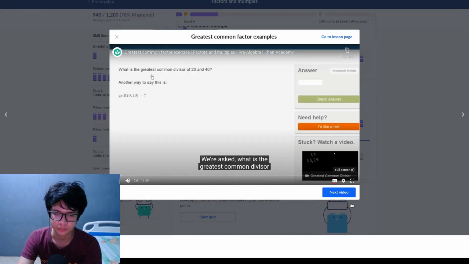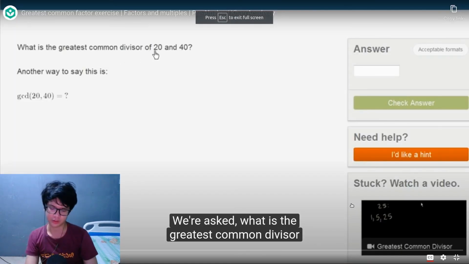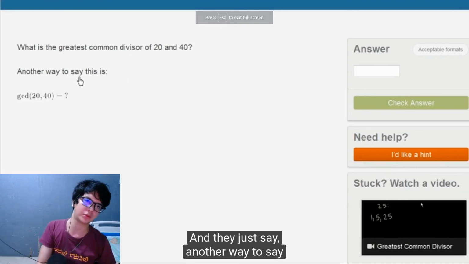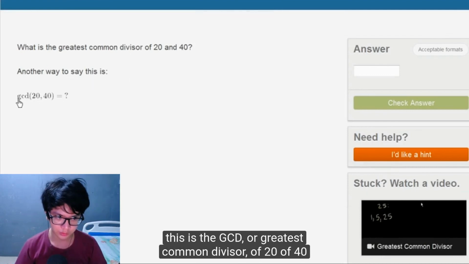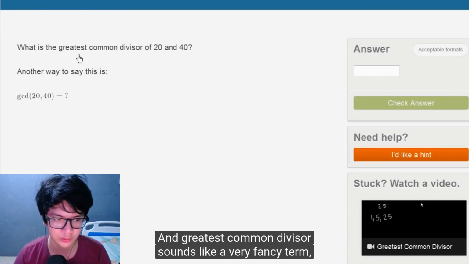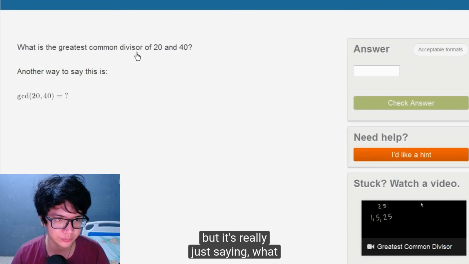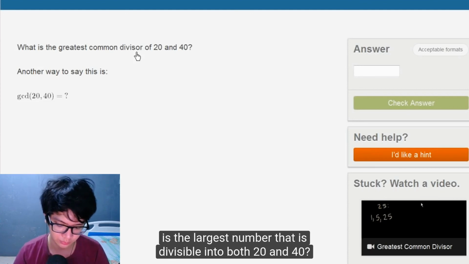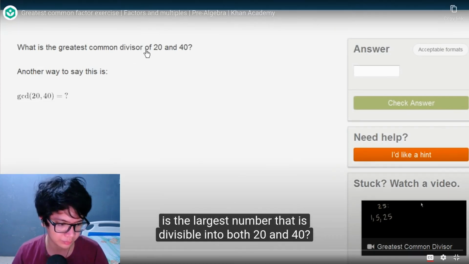We're asked, what is the greatest common divisor of 20 and 40? Another way to say this is GCD, the greatest common divisor of 20 and 40, is equal to question mark. And greatest common divisor sounds like a very fancy term, but it's really just saying, what is the largest number that is divisible into both 20 and 40?